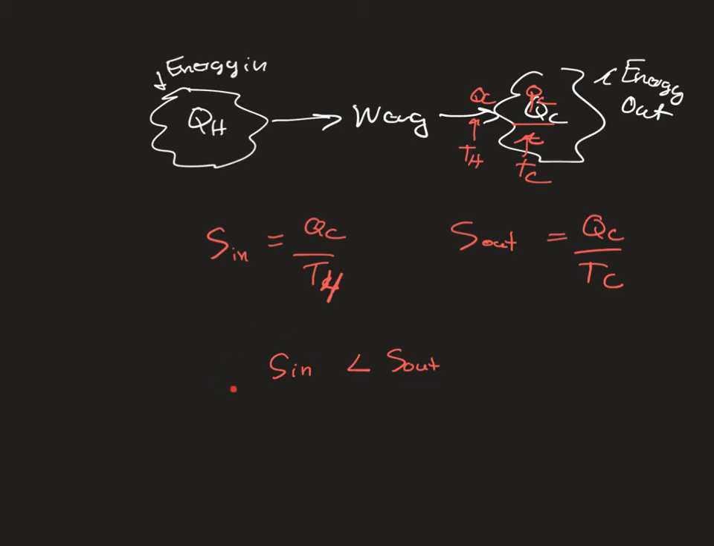So this means we've expelled enough entropy in order to return the system back to its original thermodynamical state. But because this number is bigger than this number, you've actually increased the entropy of the universe. So this is why you always have to flow from hot to cold, because this was TH and this was TC. So you're always flowing from hot to cold in order to be able to increase the entropy of the universe while returning the system back to its original thermodynamical state.